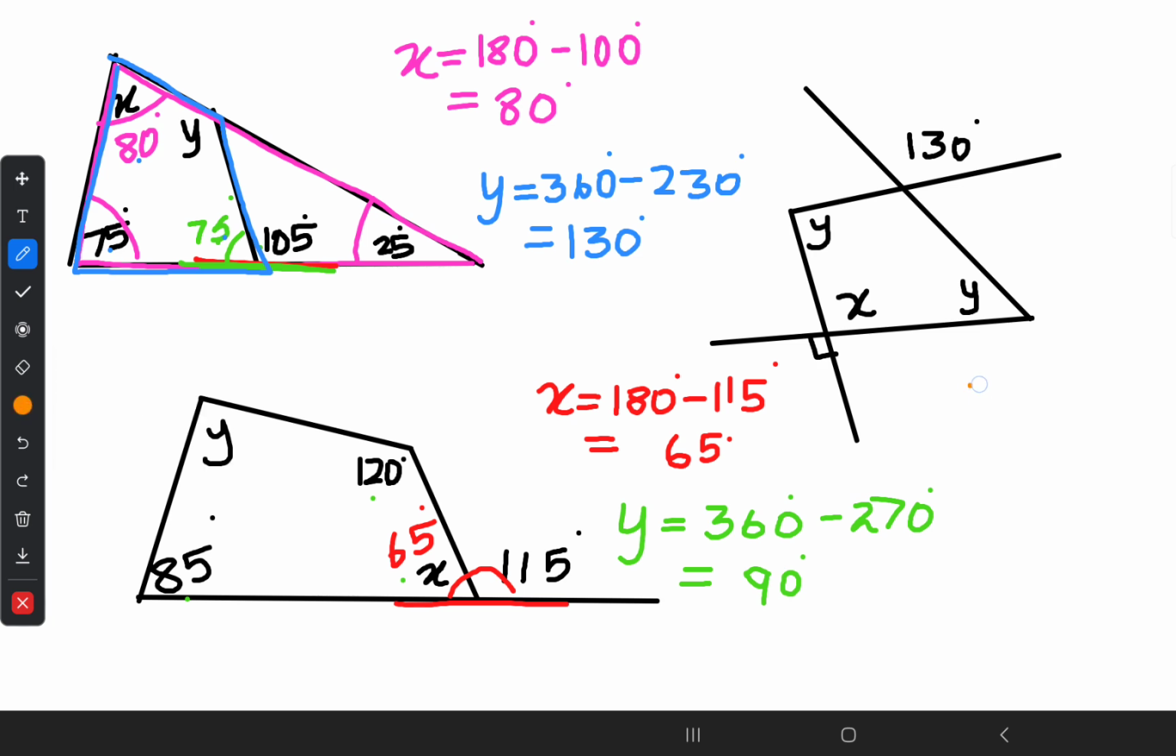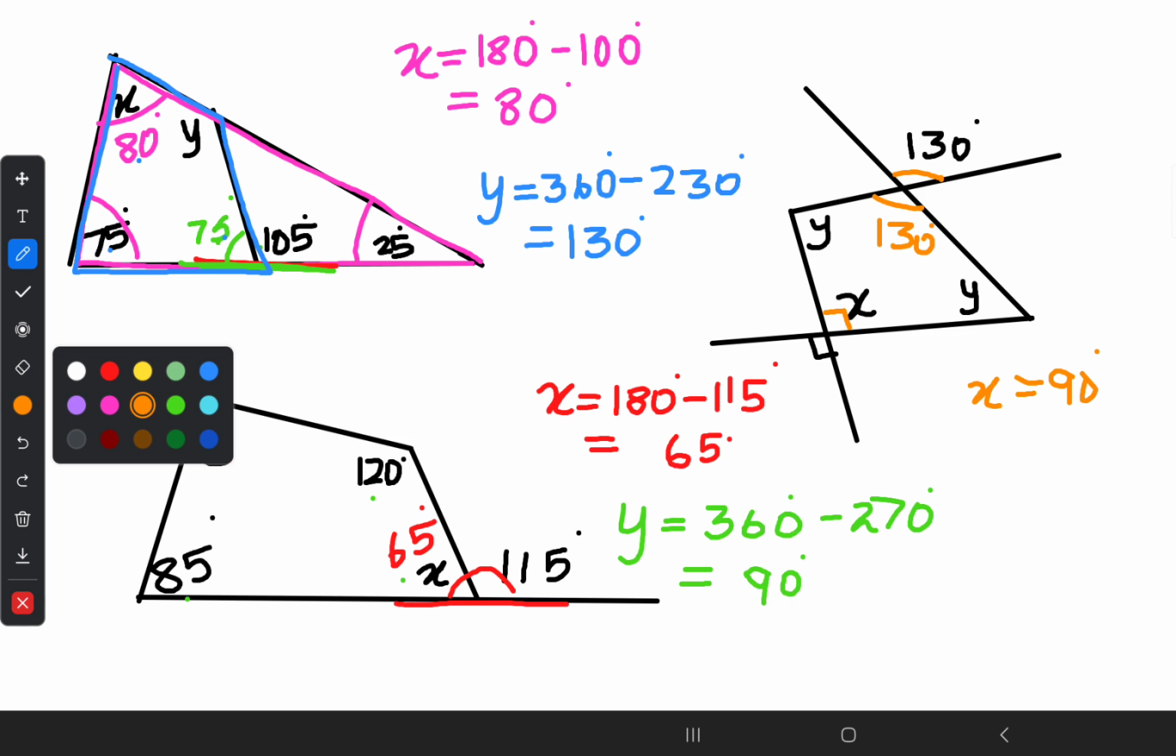For the next question, we can easily find x as 90 degrees because, look at them, these are vertically opposite angles. Vertically opposite angles are the same in magnitude. So x should equal 90 degrees. Then if this angle is 130, its vertically opposite angle should also be exactly 130 degrees.